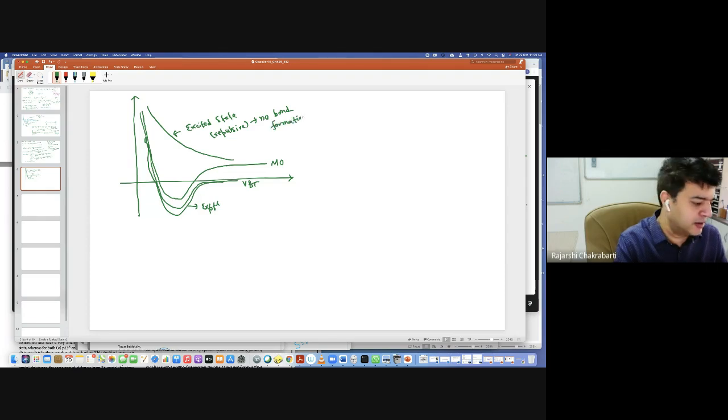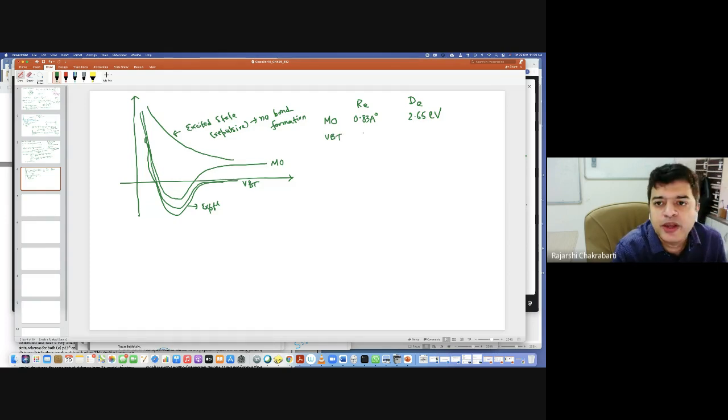So I'll give you a table: RE versus DE. If you do an MO calculation, then RE gave you I think 0.83 angstrom, and DE was 2.65 electron volts.